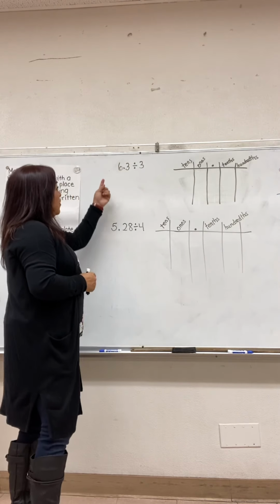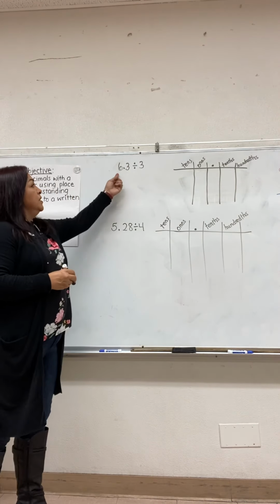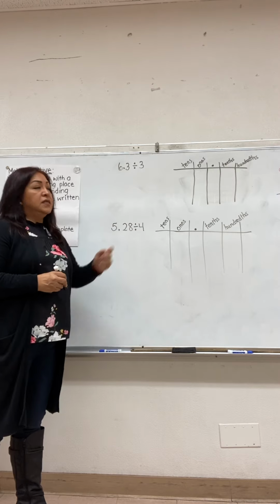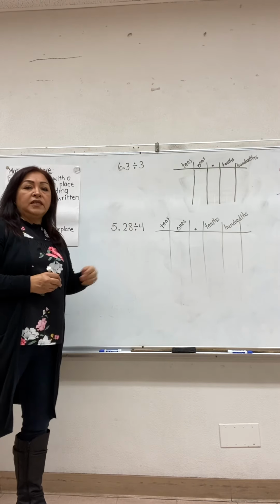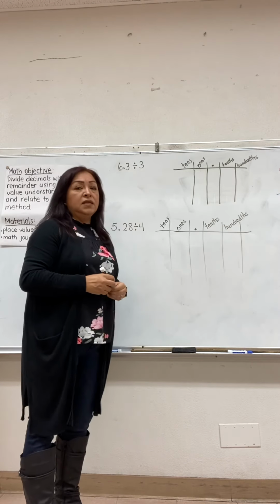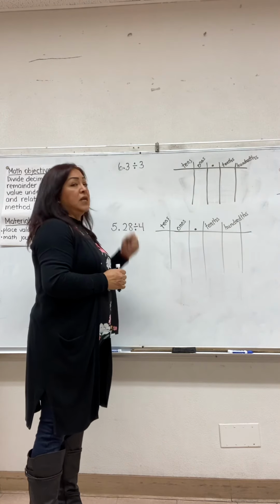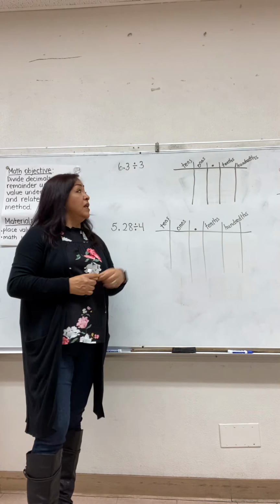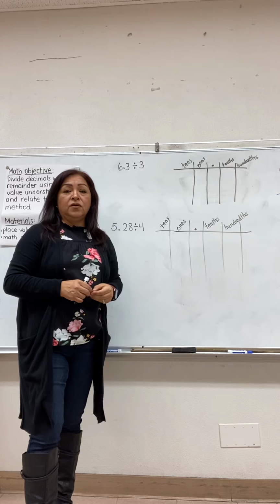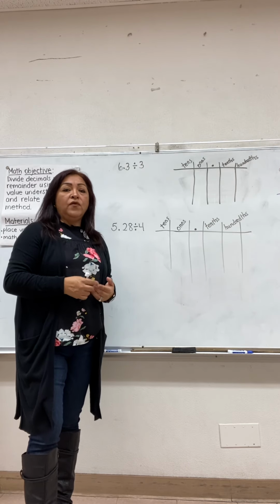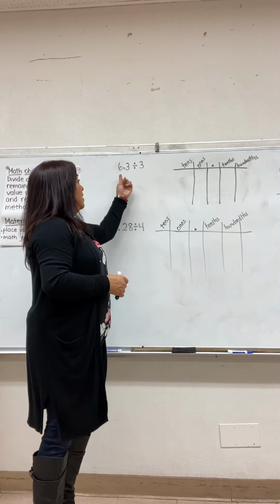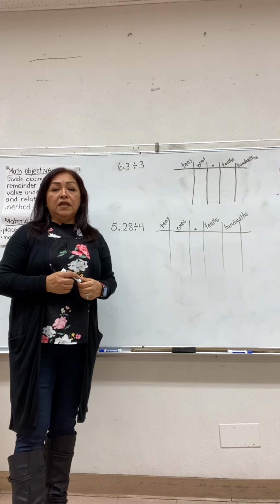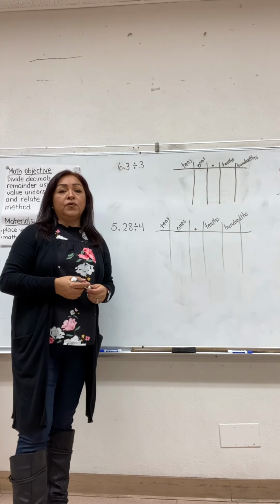Let's get started by reading the expression. 6 3/10 divided by 3. In this expression, 6 3/10 represents a dividend, which is the number that is being divided. The 3 represents the divisor, which is the number of equal groups we will be dividing 6 3/10 into. And our answer will be the quotient.